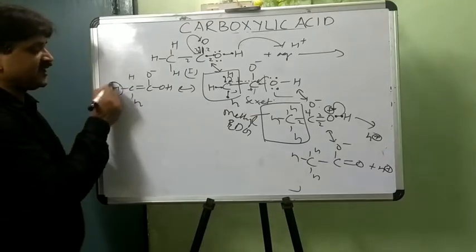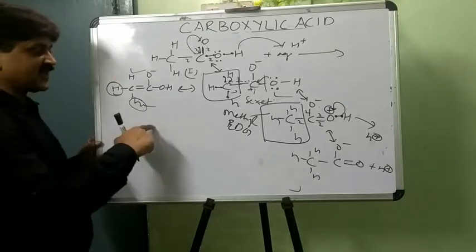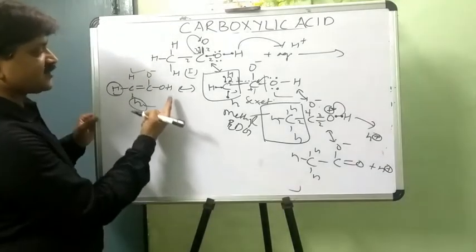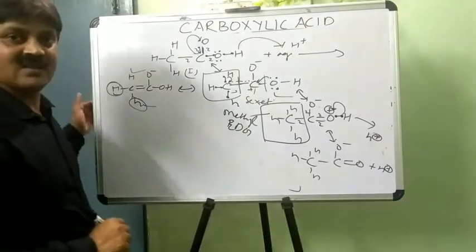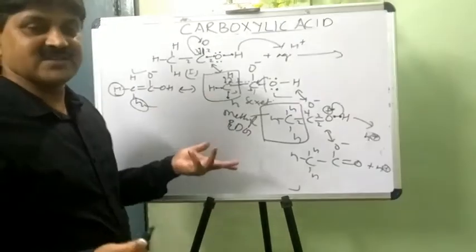So it can donate 3 times: 1 time here, 2nd time and 3rd time. After 3 times, it would require the electron from the oxygen atom. So after 3 times, it shows its acidic character. So what is this showing?